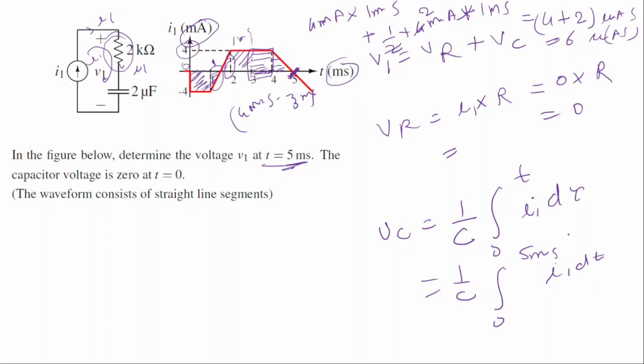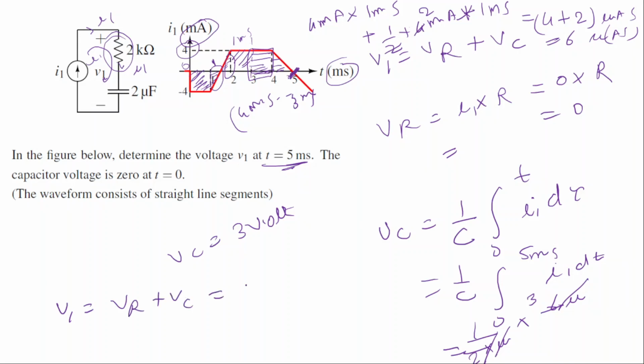Now just put the value here. C is 2 microfarad, so it is 2 micro, and here also it is 6 micro. Micro to micro got cancelled. So now it will be 6 by 2, which is 3. So Vc will be equal to 3 volt. Now the total voltage V1 equals Vr plus Vc. Vr is 0 plus Vc is 3 volt. So what is our voltage finally? 3 volt.